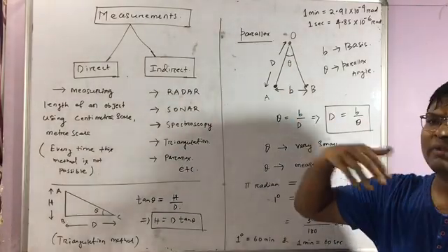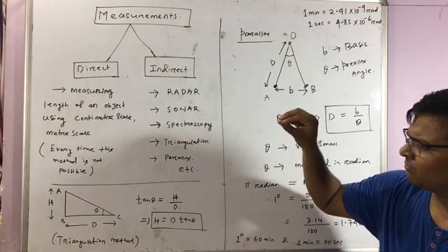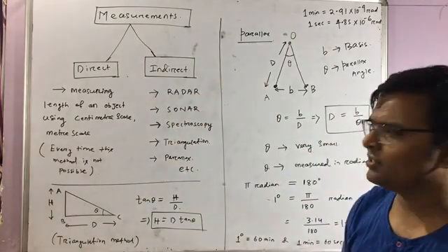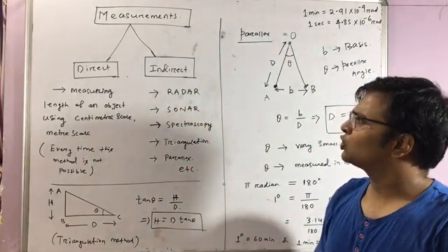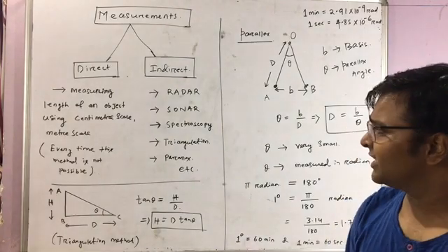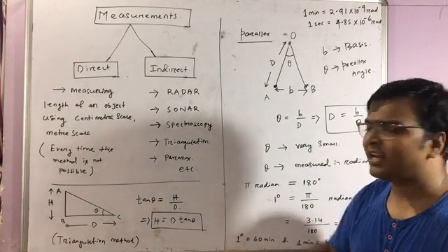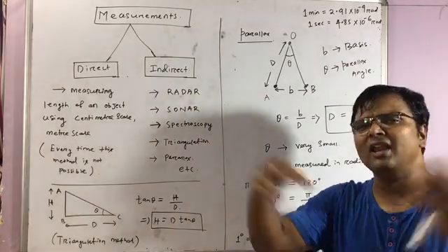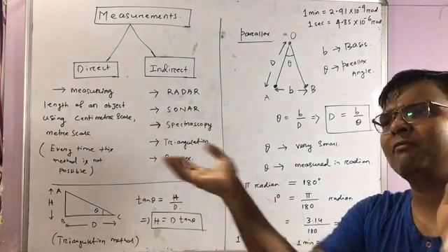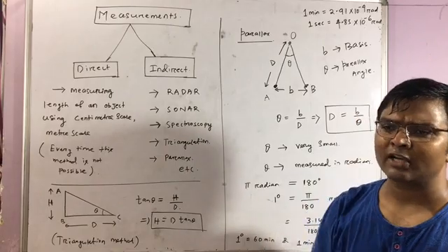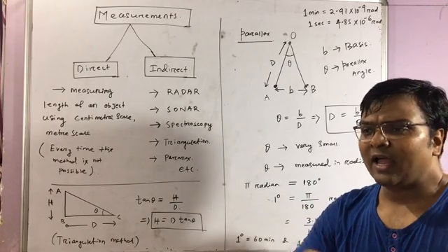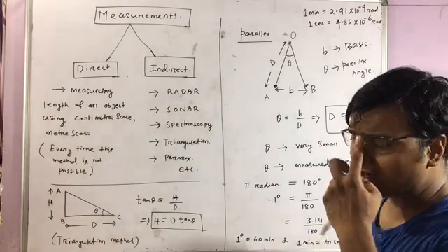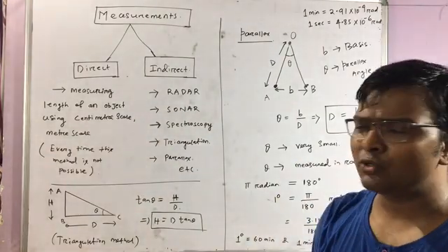So there are so many indirect methods. Some techniques that are already known to you, that I have pointed out here, like radar technique, sonar technique, spectroscopic technique, triangulation method, parallax. These are some common methods. Apart from this, there are n number of methods, because there are n number of physical quantities, and all the physical quantities cannot be directly measured. That's why some indirect techniques are being used here.